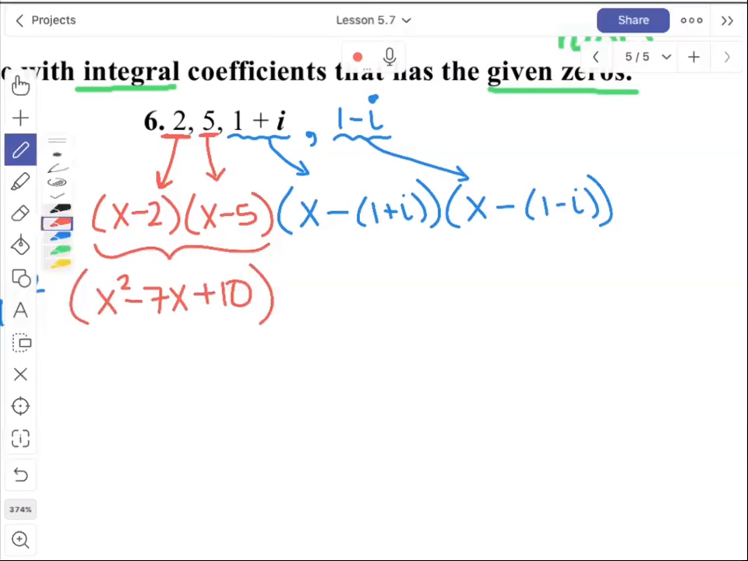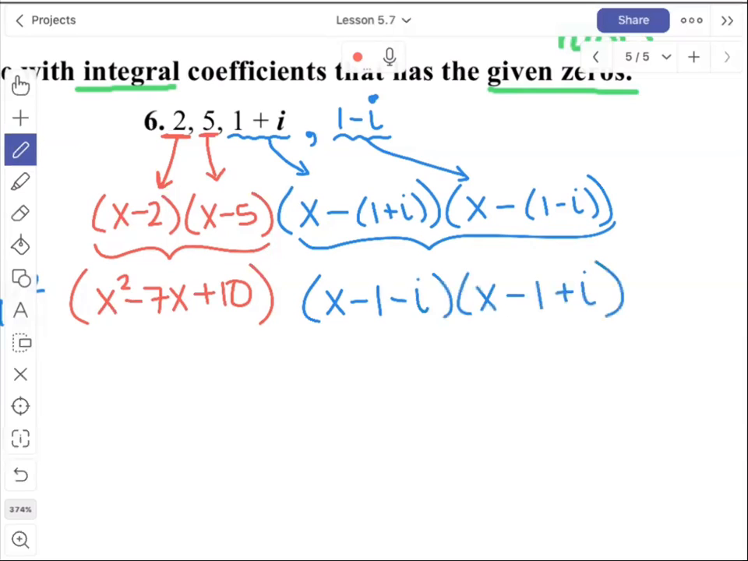And this one, you just have to be super careful, guys, when you multiply the ones in blue. This one, let's simplify. This is going to be x minus 1 minus i. And this next one will be x minus 1 plus i. All right, when you simplify those parentheses on the inside. Now let's FOIL, or I guess distribute, multiply, whatever you want to call it.